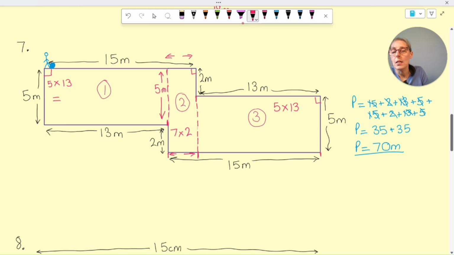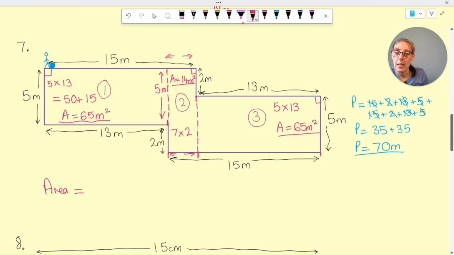So 5 times 13, I think, is 65, but let's think. 5 times 10 is 50. 5 times 3 is 15. So the area there is 65 meters squared. This one is 7 times 14. 7 times, giving you the answer. You knew that anyway. 7 times 2 is 14 meters squared. And then we've got another 5 times 13, which is 65 meters squared. So let's add those up.